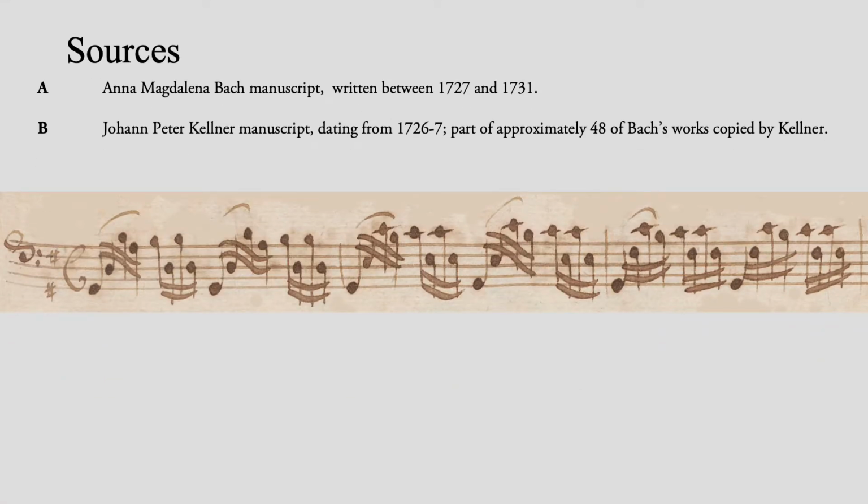This is Source B, the copy made by Johann Kellner. The date of this manuscript, 1726 to 1727, is slightly before the Untitled Bach manuscript. Kellner was a German organist and composer. He copied approximately 48 of Bach's works.